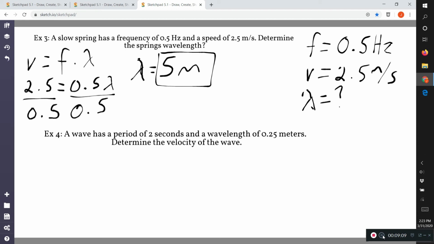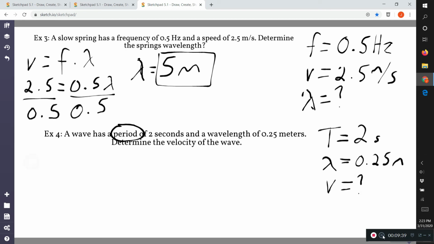All right. This last one's a little bit tricky. A wave has a period. So that's a red flag. That's not one of the things we've been using. A period of 2 seconds and a wavelength of 0.25 meters. So I know my period, which is T, is 2 seconds. And I know my wavelength, lambda, is 0.25 meters. But I want to know the velocity.